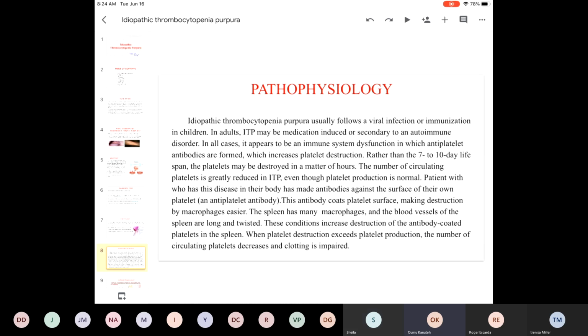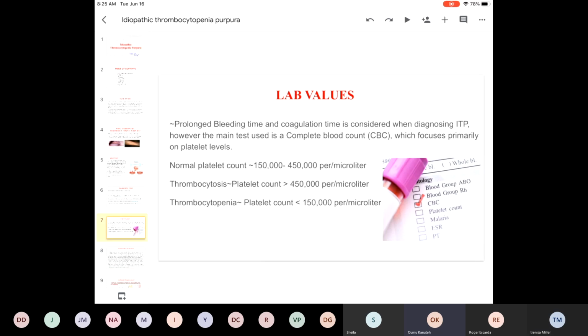I don't see the next slide. You don't see it? No, it's slower for mine. Okay, I see it now.